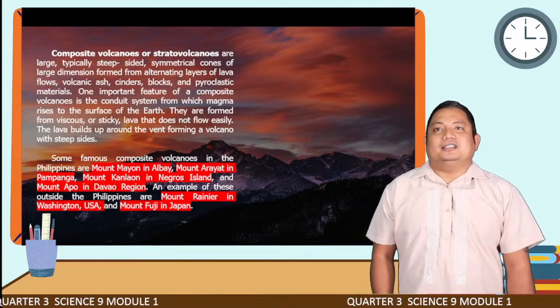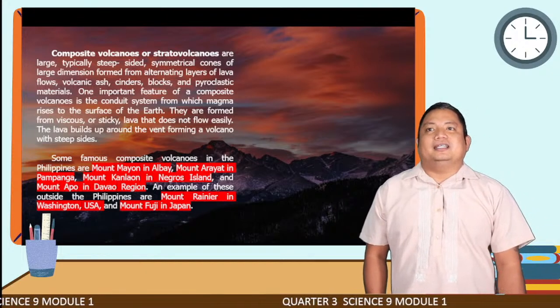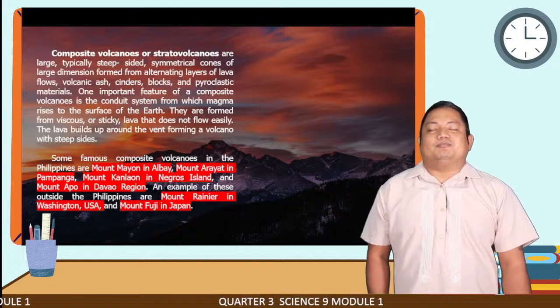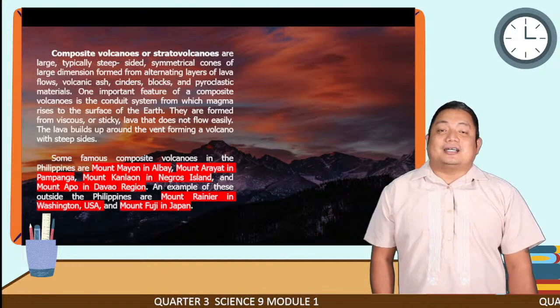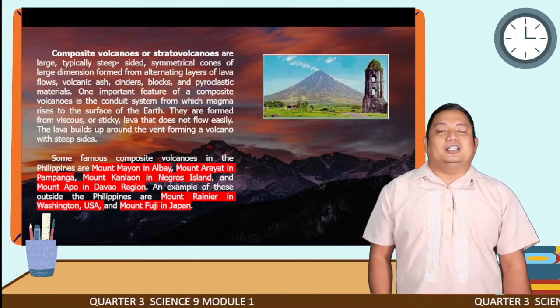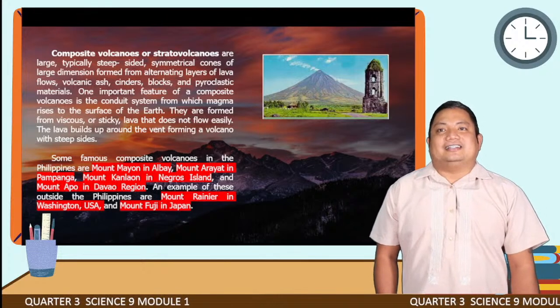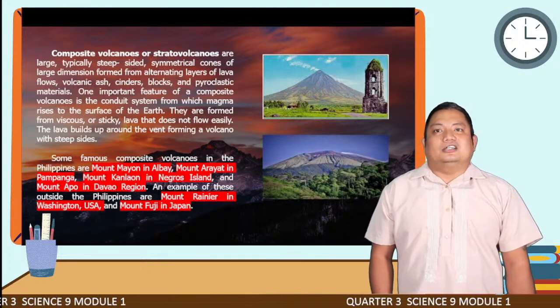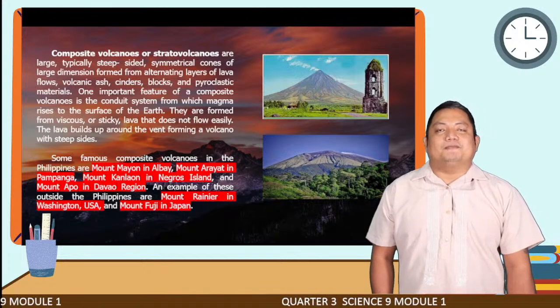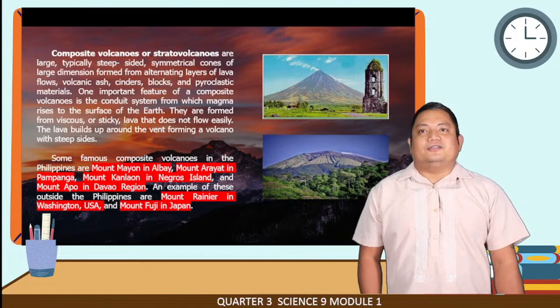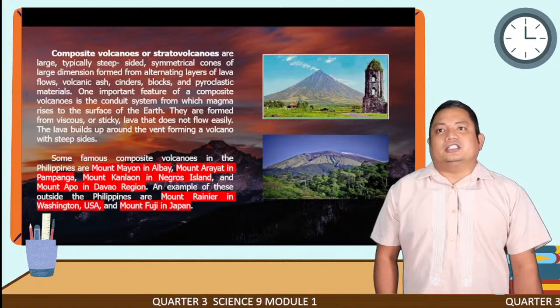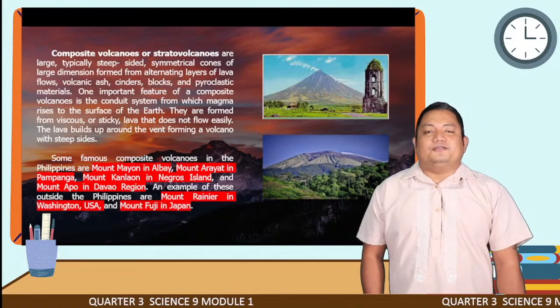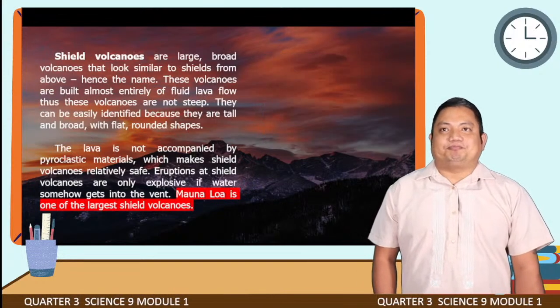The lava builds up around the vent, forming a volcano with steep sides. Very good examples of this are Mount Mayon in Albay, Mount Arayat in Pampanga, Mount Kanlaon in Negros Island, and Mount Apo in Davao region. Outside the Philippines, there's Mount Rainier in USA and Mount Fuji in Japan.